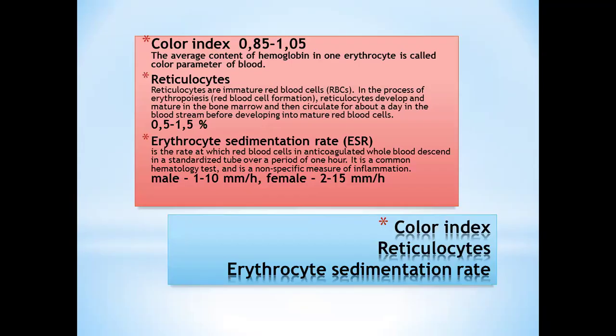In the process of erythropoiesis, red blood cell formation, reticulocytes develop and mature in the bone marrow and then circulate for about a day in the bloodstream before developing into mature red blood cells. Erythrocyte sedimentation rate is the rate at which red blood cells in anticoagulated whole blood descend in a standardized tube over a period of 1 hour. It is a common hematology test and is a non-specific measure of inflammation.